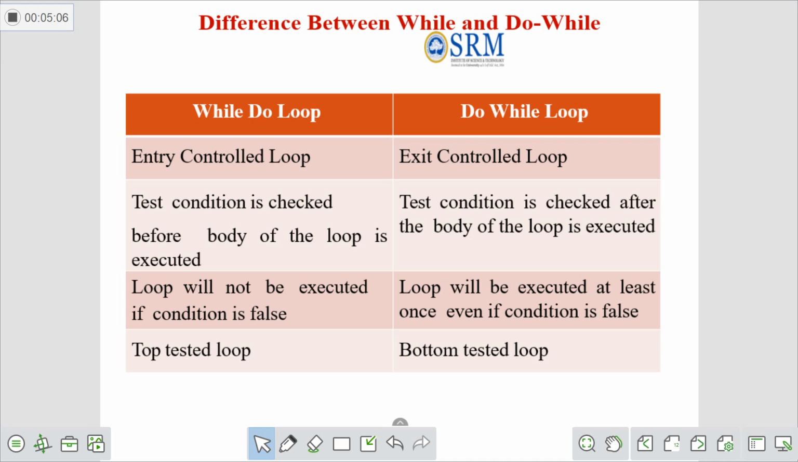The loop will not be executed if the condition is false, isn't it? Because here we are checking the condition first. So if the condition fails, nothing happens. That's all. The loop is terminated. So it's also called a top tested loop structure. Whereas the do while loop will be executed at least once even if the condition is false. Why? Because first it executes the statement, later the condition checking happens. So it is called a bottom tested loop structure.